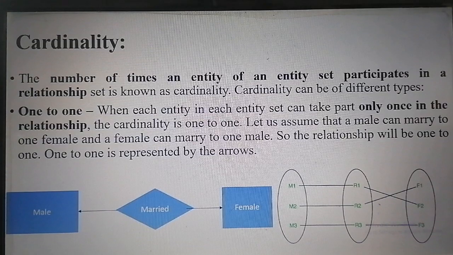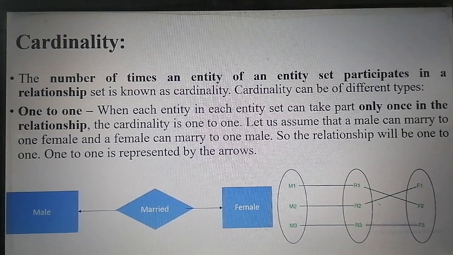Next is the cardinality. The cardinality represents how an entity set is participating in a relationship. There are four different possibilities of participation. One is the one-to-one relationship. As you can see here, male married to female. Here one male can marry only a single female, and one female can marry a single male. So one male entity can have a relationship with only a single female. That is why this is the case of a one-to-one relationship.